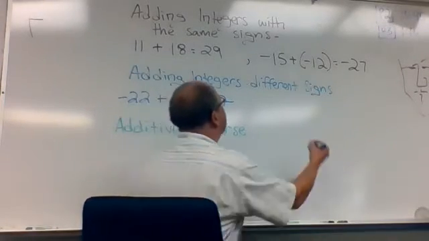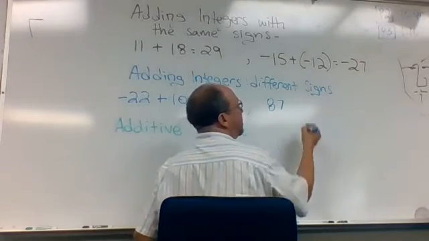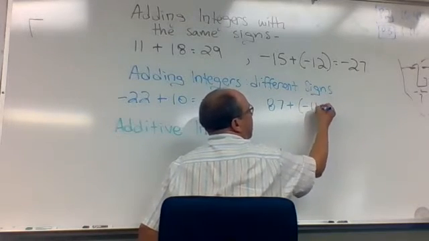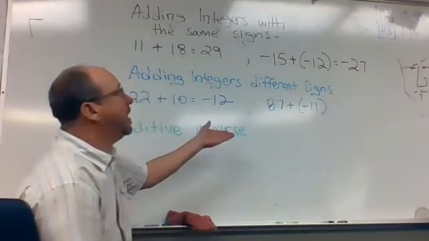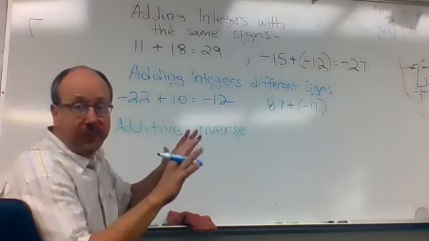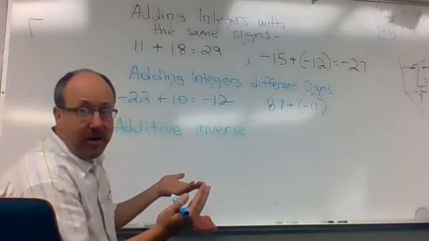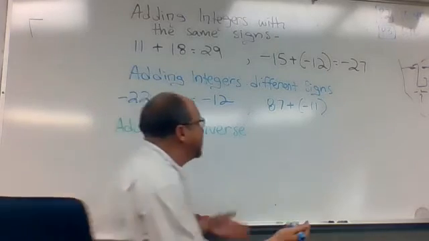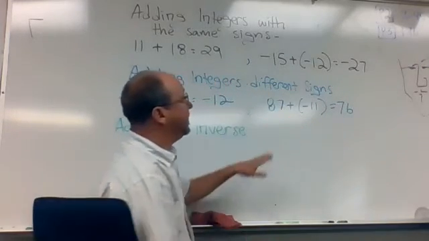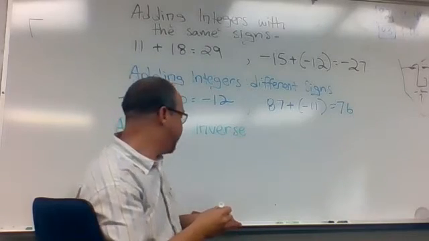And then in another example, if you have 87 plus a negative 11, here when we're thinking about what the sum is going to be, we recognize that there are more positives. So the difference between the absolute values is going to be 76, and because there are more positives, that's going to be represented as a positive.